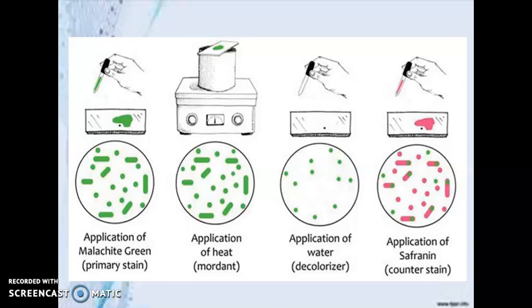Because while heating, what happens? The malachite green gains entry into the cell and stains the endospores. That's why even though we are washing it with water as a decolorizer, the endospores retain the green color. It is not washed away.